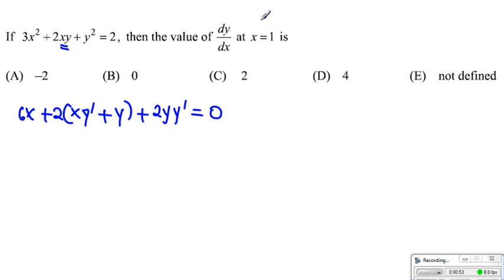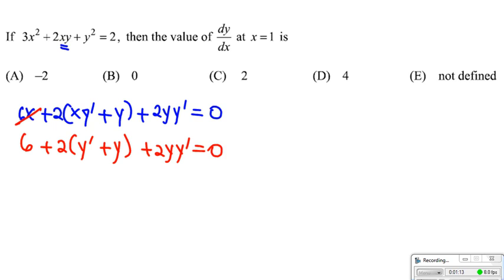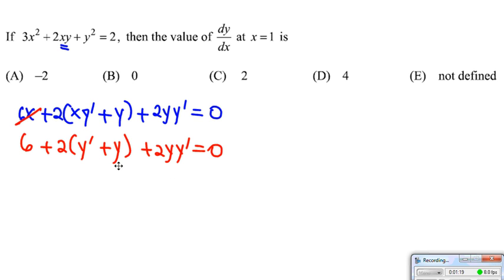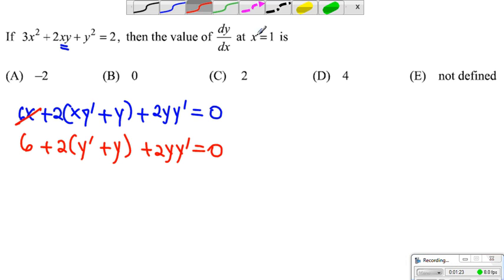Now when you plug in 1 for x, this simply becomes 6 plus 2 times (y prime plus y) plus 2y prime is equal to 0. Now, in order for us to finish this question, we need to know the value of y. Where are we going to get it? In fact, we can get it from right over here.